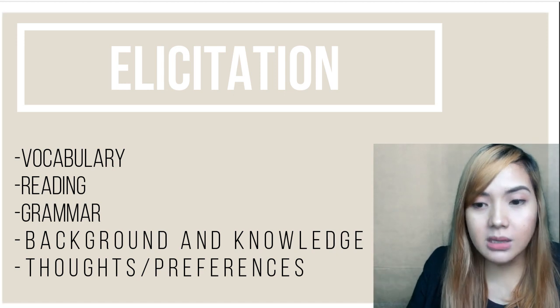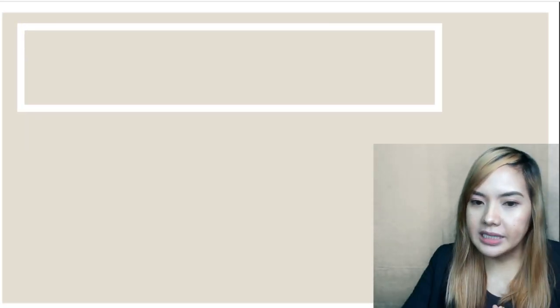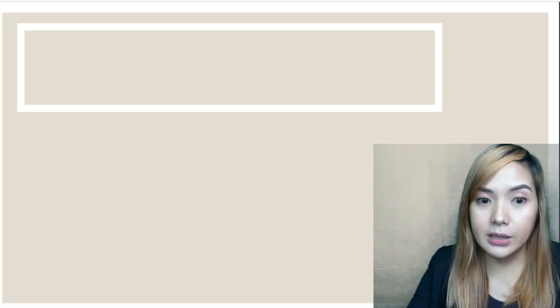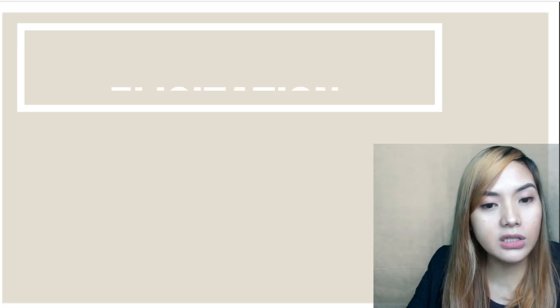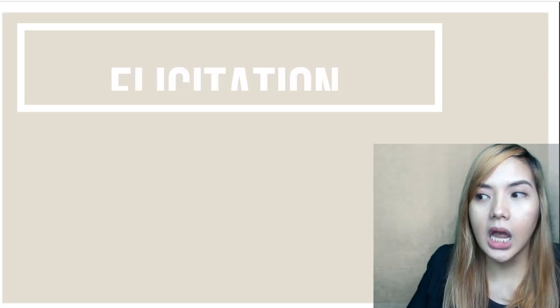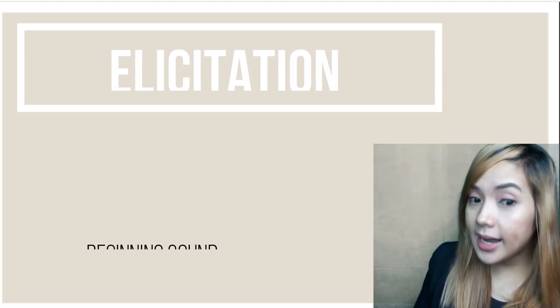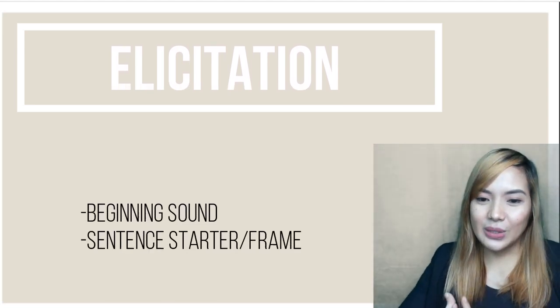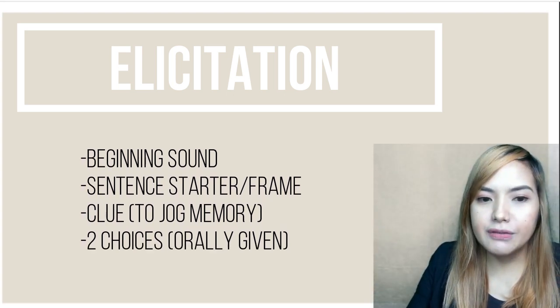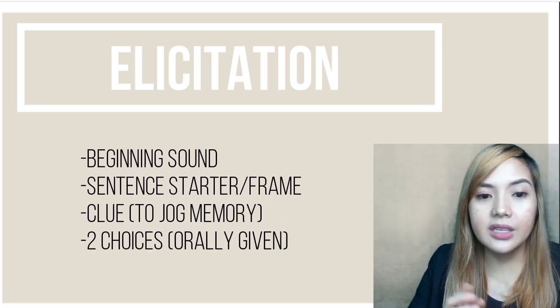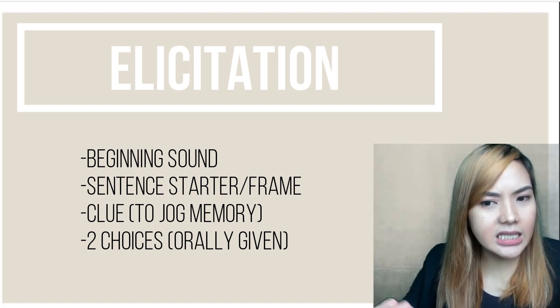Which one you will use depends on the concept or the task of the student, the student's ability, and the desired response that you're waiting for. Examples of elicitation strategies are the verbal ones, the beginning sound. For example, if you are expecting your student to say apple, you say "a." We also have the sentence starter or the frame.